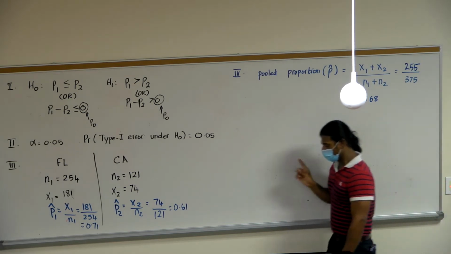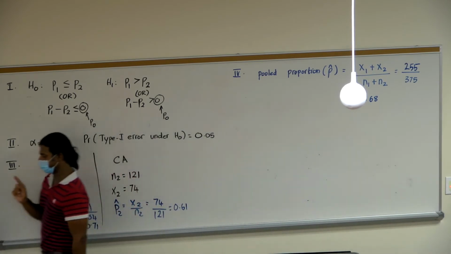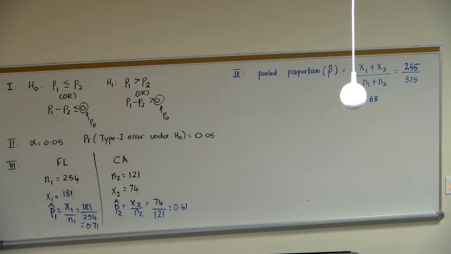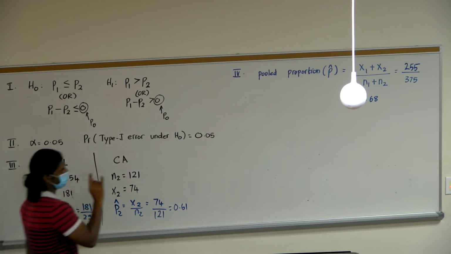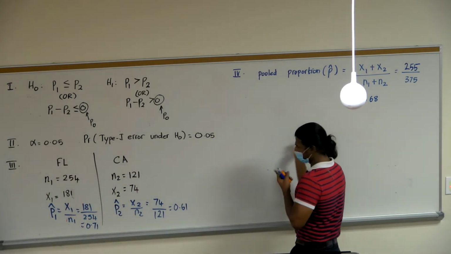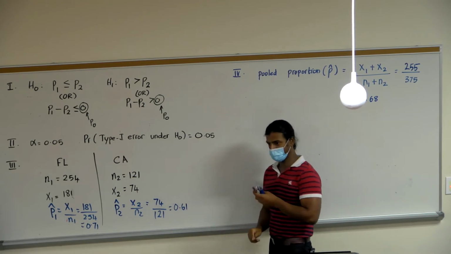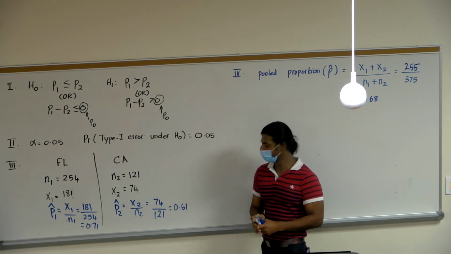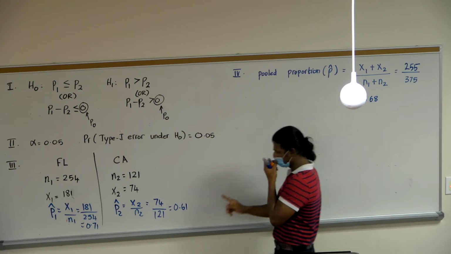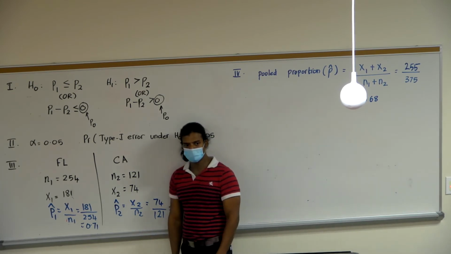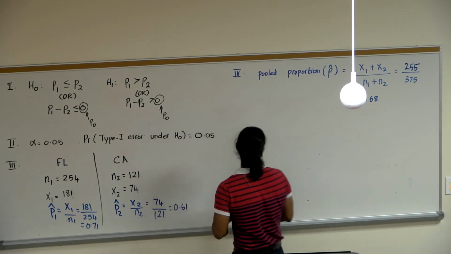Just like the pooled variance, or the pooled standard deviation, when we did that problem the last two times, the pooled standard deviation has to lie between S1 and S2, right? In a similar manner, this pooled proportion has to lie between P1 hat and P2 hat, or else you did something wrong. Does 0.68 lie between 0.71 and 0.61? Yes. Okay.